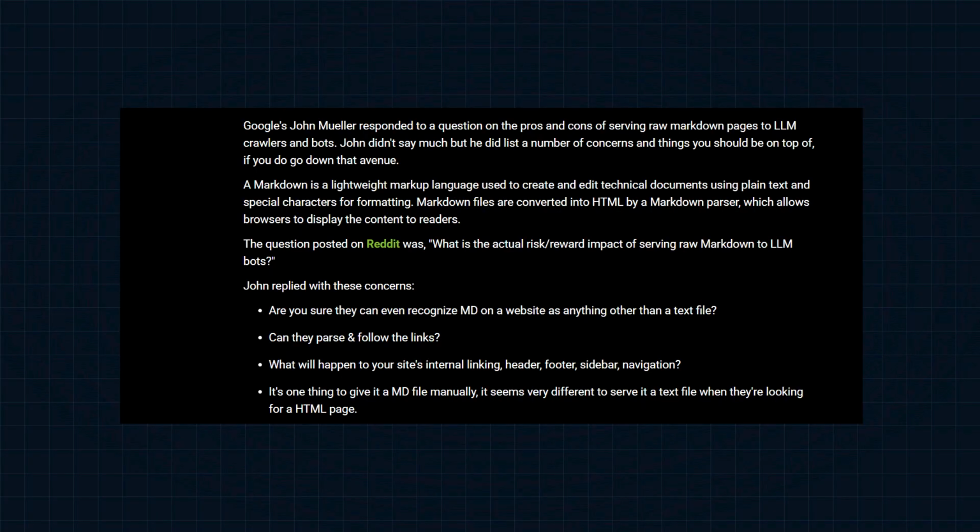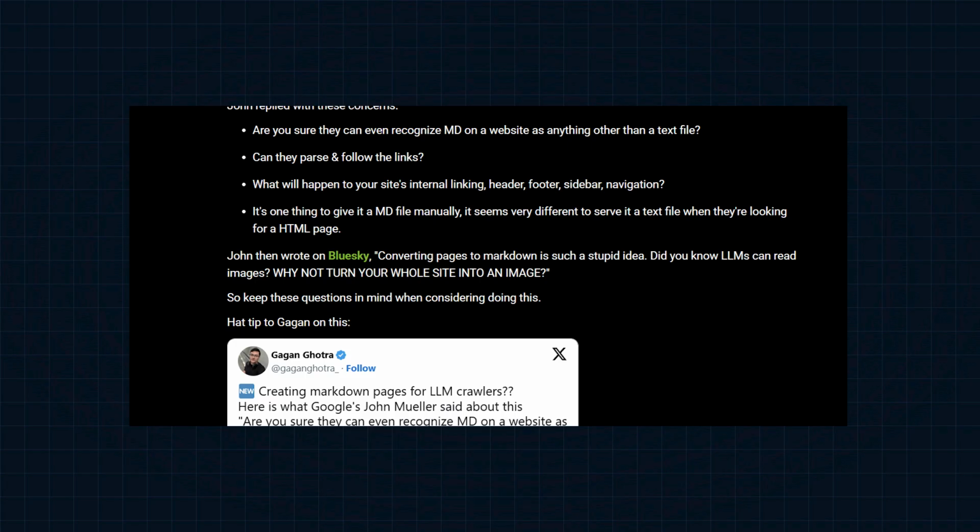And even other folks like Google's John Mueller and Microsoft's Fabrice Canel have both said that LLMs have been trained on the web at large, which basically means HTML pages, millions, billions of them. So adding separate Markdown pages means no additional meaningful signal.